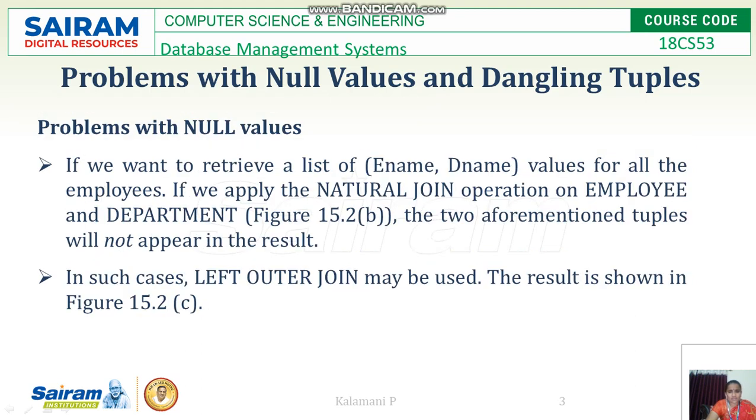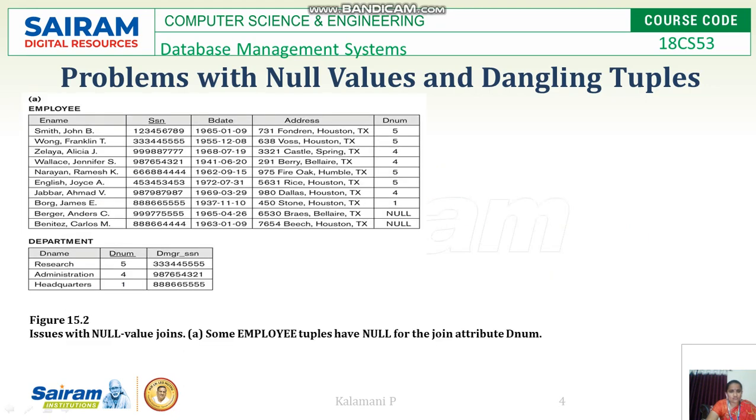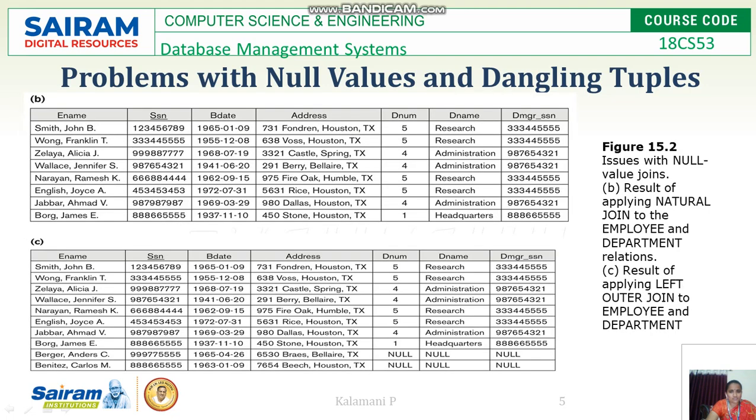Now, if you want to retrieve a list of employee name and department name values of all the employees, we should join these two tables. When you join these two tables, the common attribute is department number, and using that they will be joined. Applying the natural join operation, we get this result, where the two employees who joined last, their data are lost.